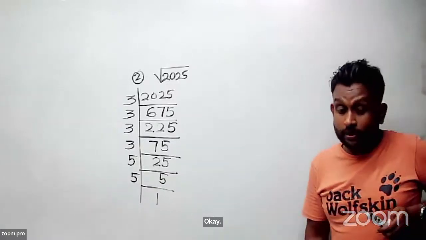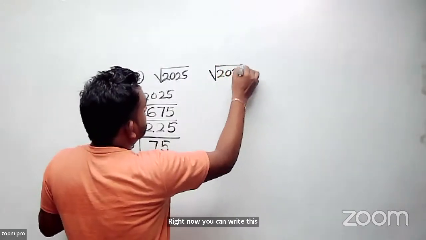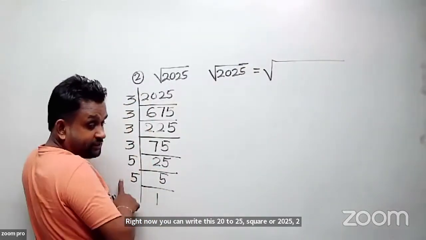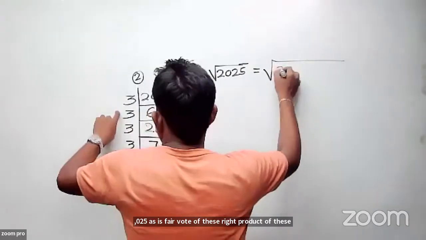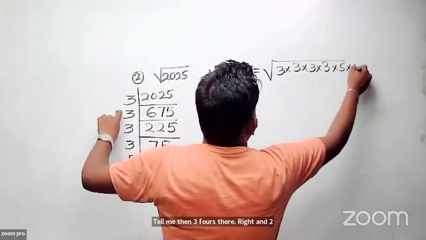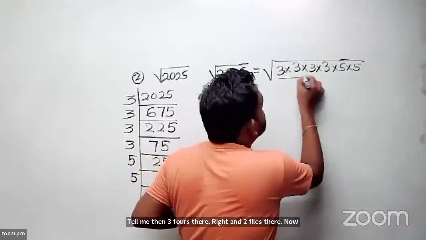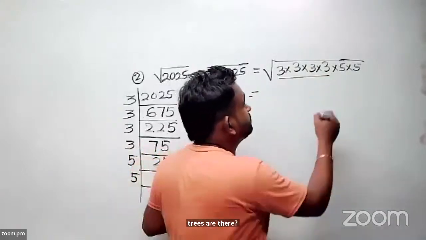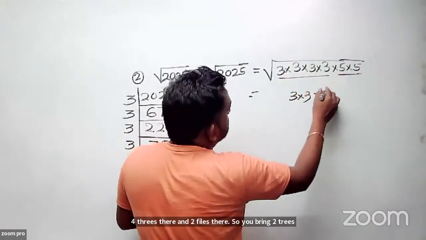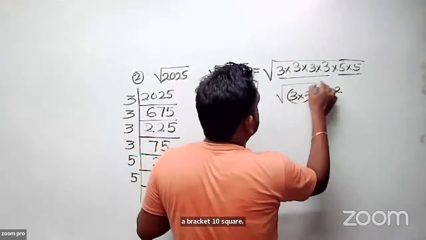Right, now you can write the square root of 2025 as the square root of the product of these. Tell me, there are 3 fours there, and 2 fives there. Now build up the same pairs. How many 3s are there? 4 threes there and 2 fives there. So you bring 2 threes of this and 1 five of this, and keep a bracket, 10 square, because it is a similar product, and take the square root.